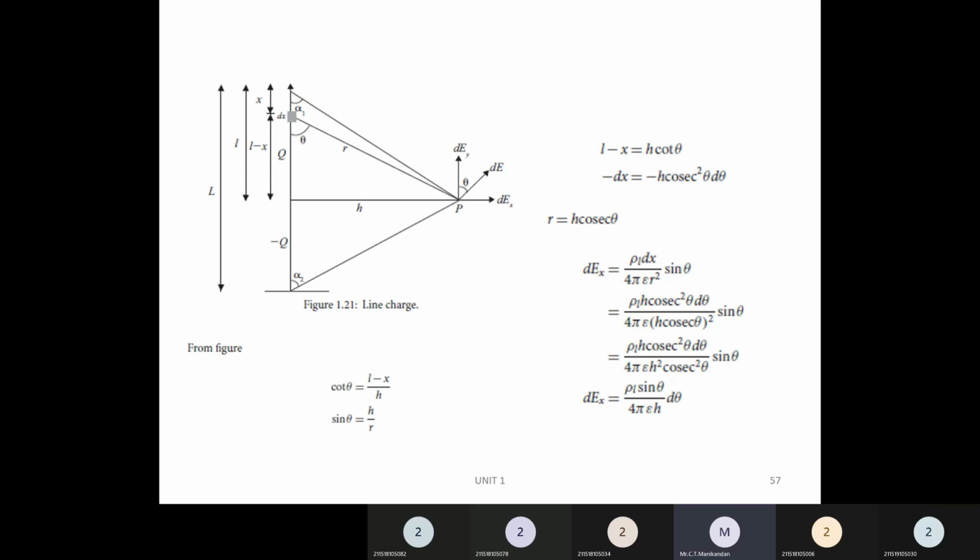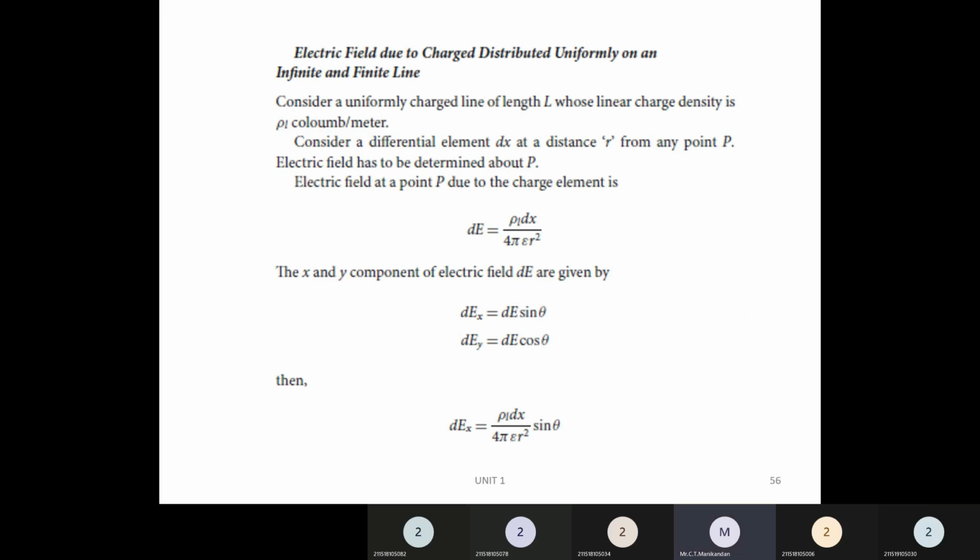If the line is of finite length, or if it is of infinite length, what will be the electric field at the point P? That is the concept of electric field due to a uniformly charged line, finite line and infinite line.